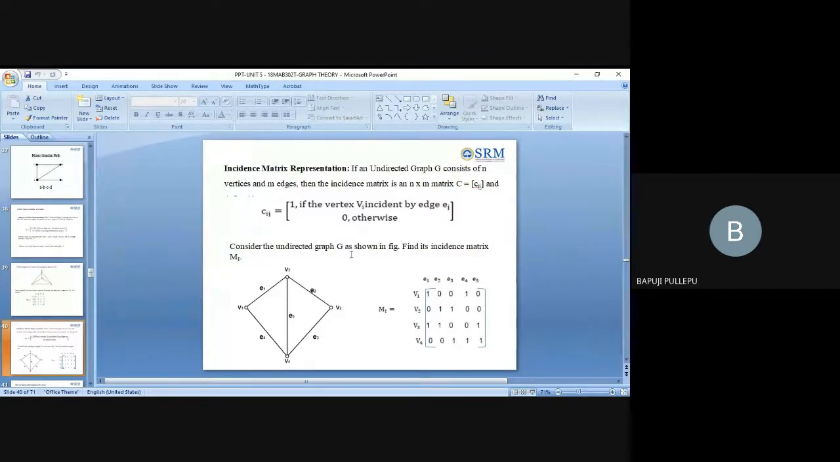In the same graph, I am asking you to do the adjacent matrix. How will you do?